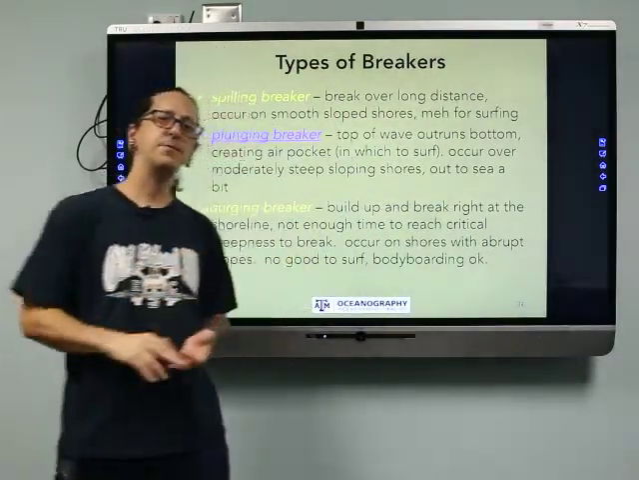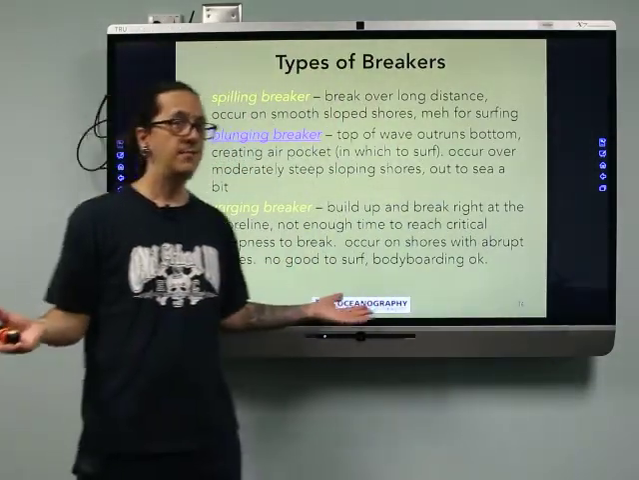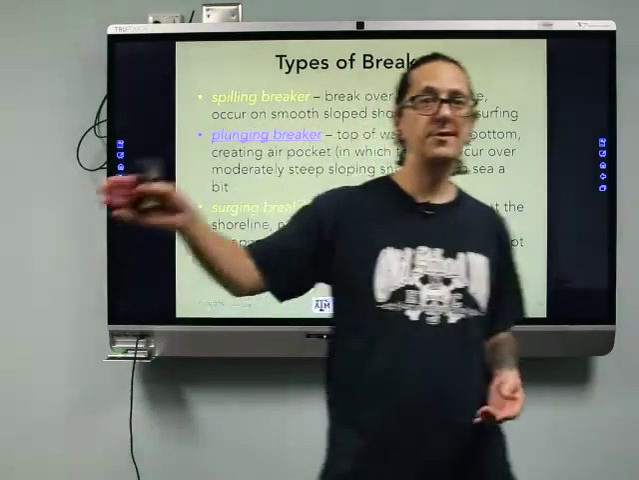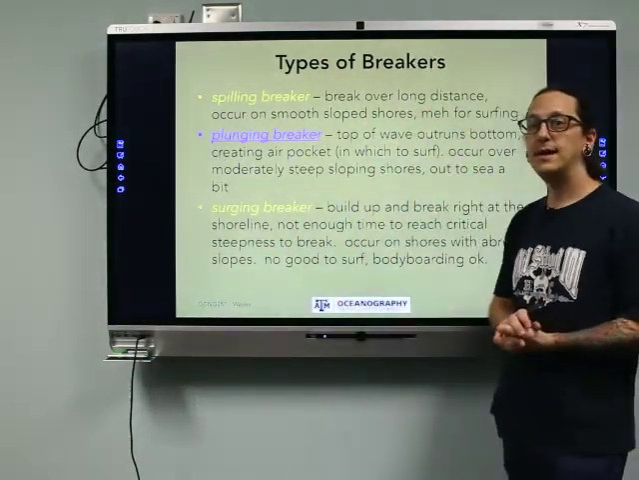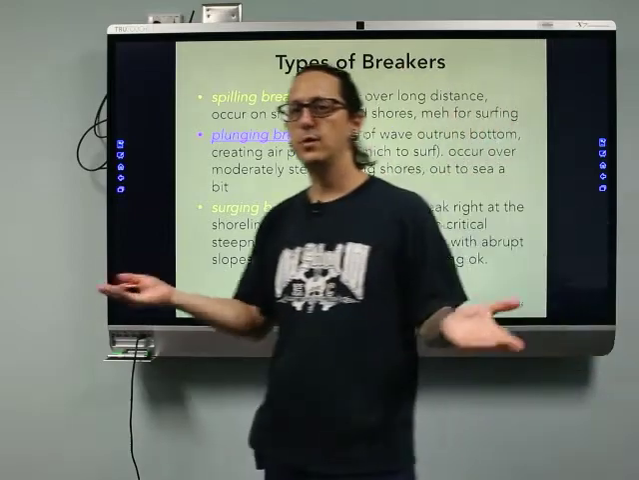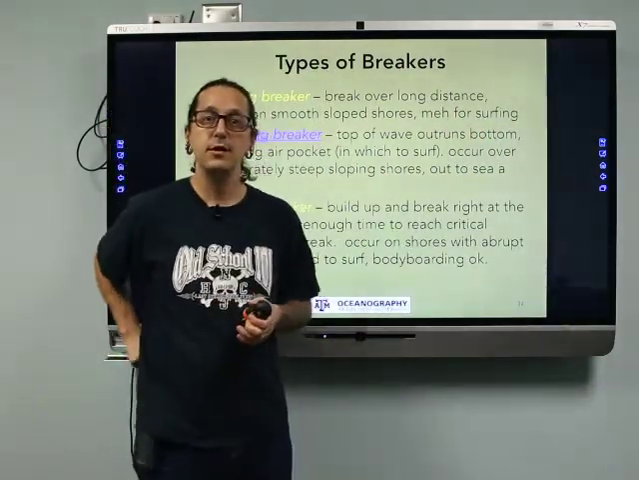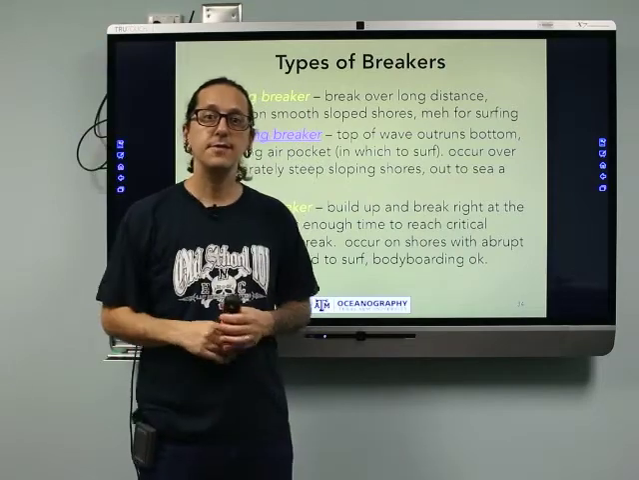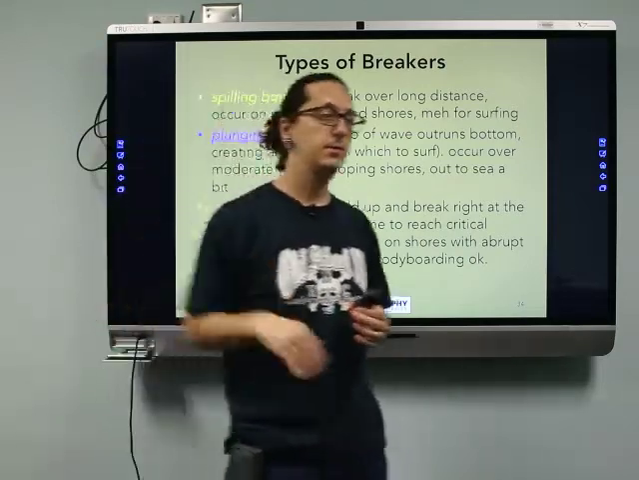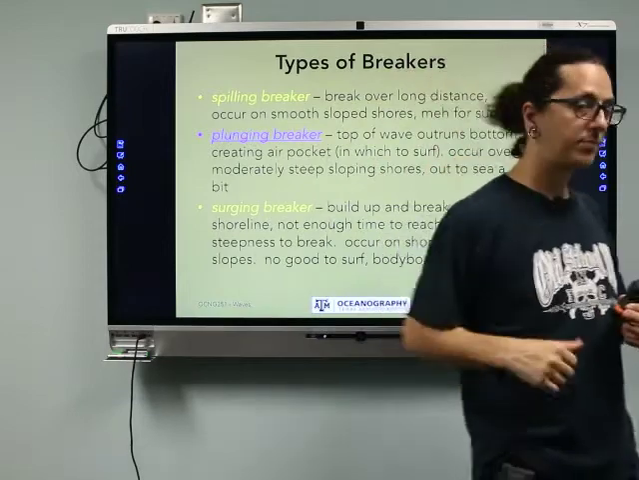Let's think back a few chapters. Where do you have smooth sloped shores? We have them right here on the Gulf Coast. We also have them on the East Coast. We have them in passive boundaries, right? There's no tectonic subduction near the coastline, so you don't get these big rocky cliffs and steep beaches.